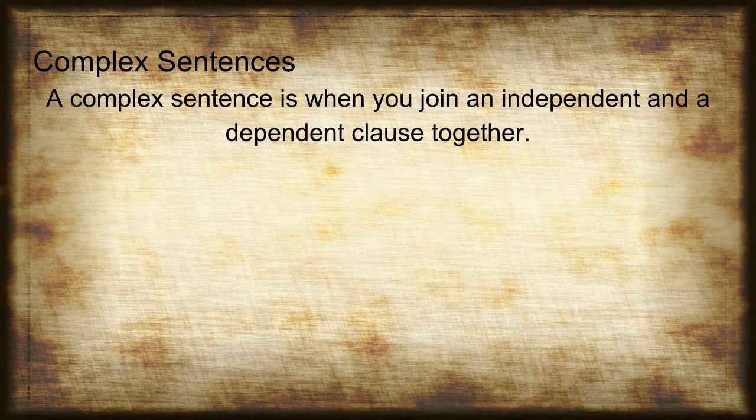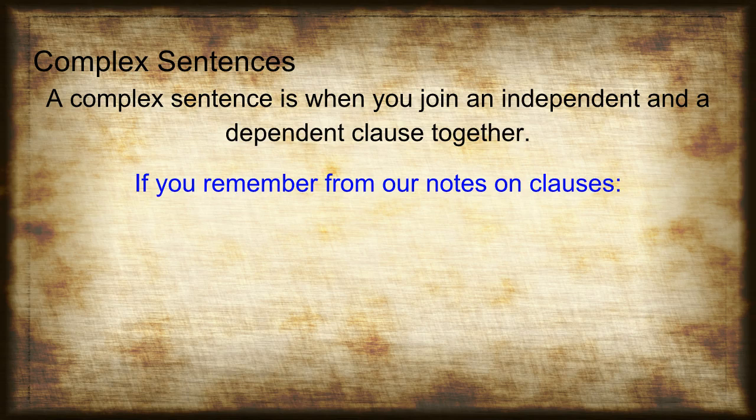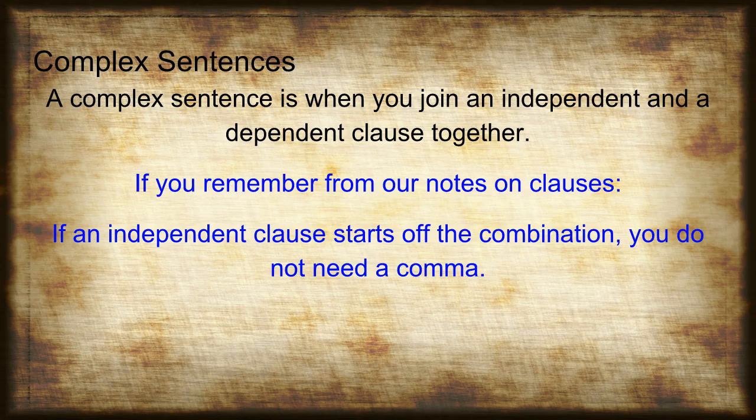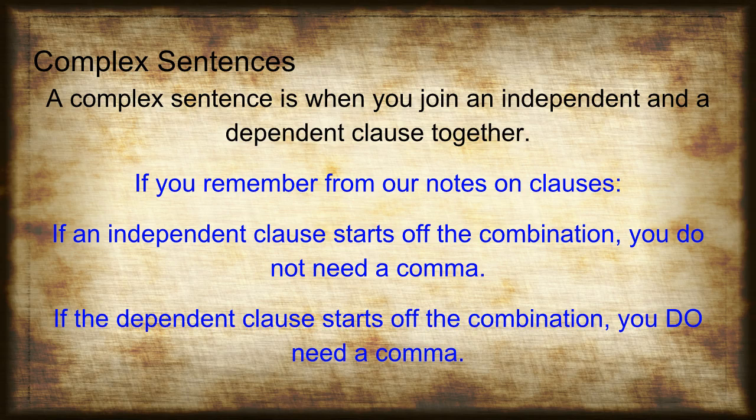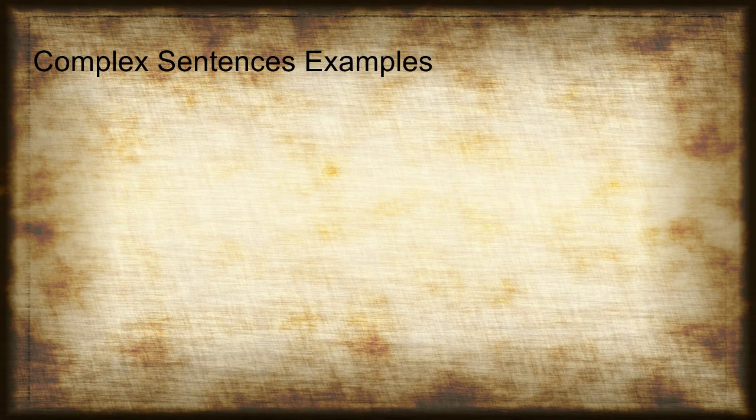Complex sentences are going to be when you join an independent and a dependent clause together. So, if you remember from our notes on clauses, an independent clause starting off the combination means you do not need a comma. However, if the dependent clause starts off the combination, you will need a comma. Here's some examples of what that looks like.